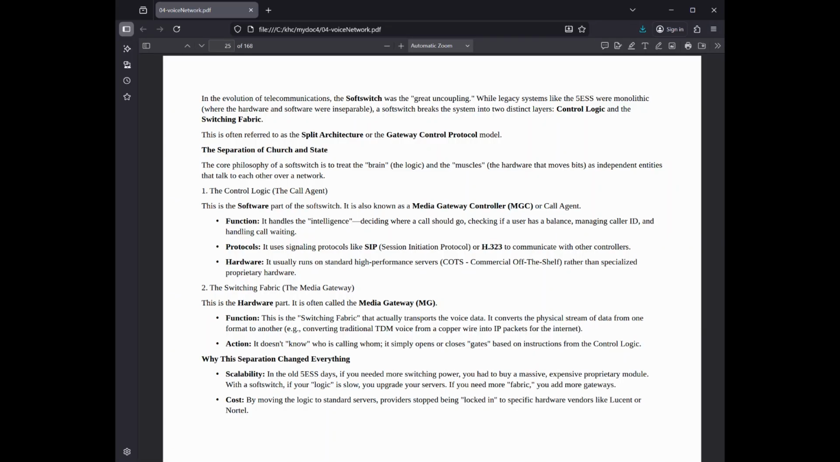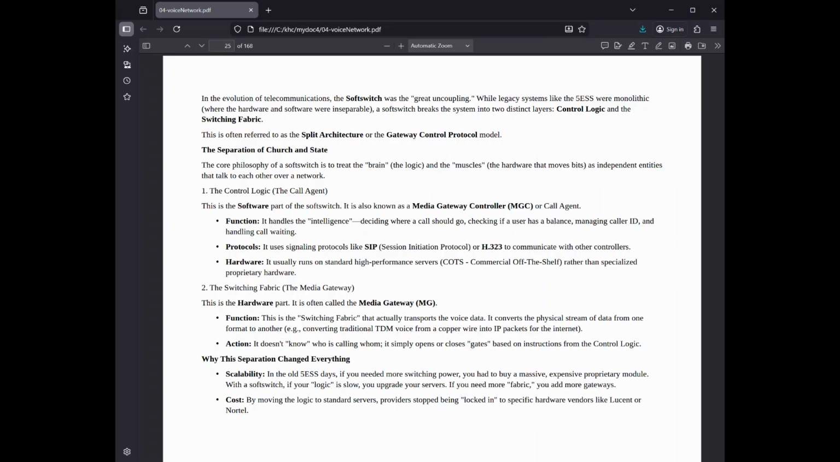1. The control logic, the call agent. This is the software part of the soft switch. It is also known as a media gateway controller, MGC, or call agent. Function: it handles the intelligence, deciding where a call should go, checking if a user has a balance, managing caller ID, and handling call waiting. Protocols: it uses signaling protocols like SIP, Session Initiation Protocol, or H.323 to communicate with other controllers. Hardware: it usually runs on standard high-performance servers, COTS, commercial off-the-shelf, rather than specialized proprietary hardware.